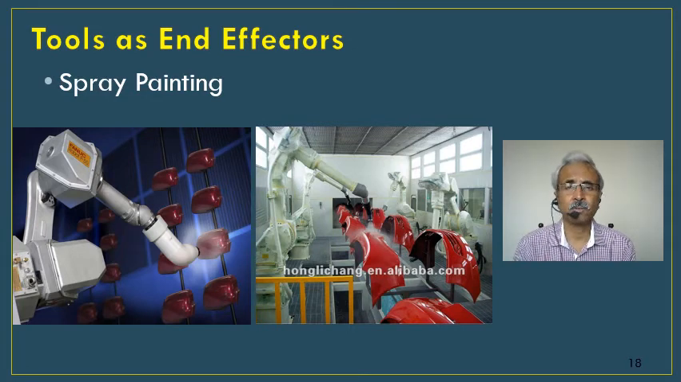And again, especially in automotive industries, the quality of paint is a very important deciding factor in the success of the product. So this, you can see here, is a robot doing the painting job.